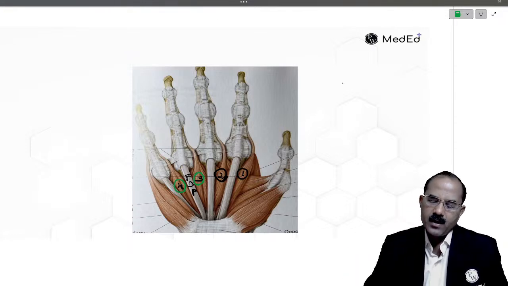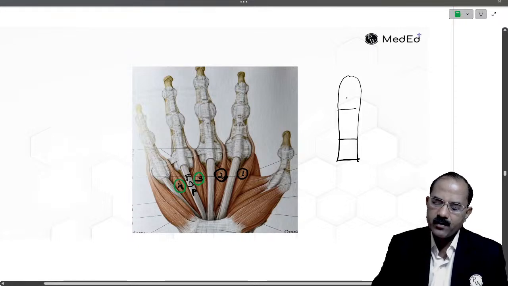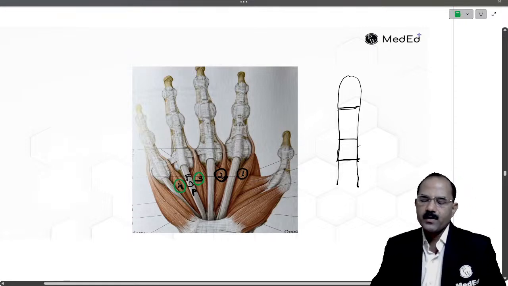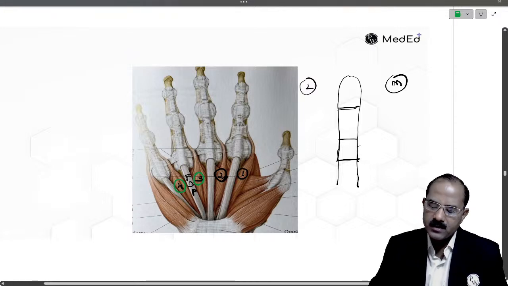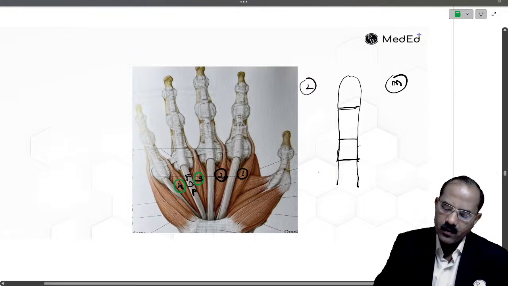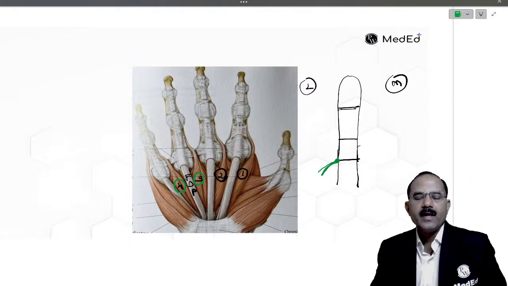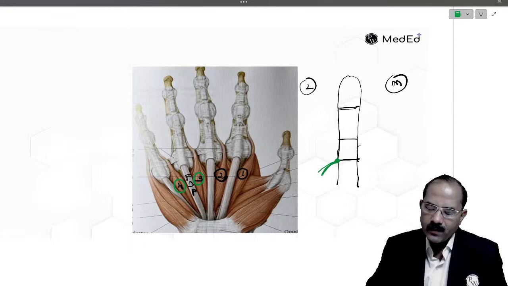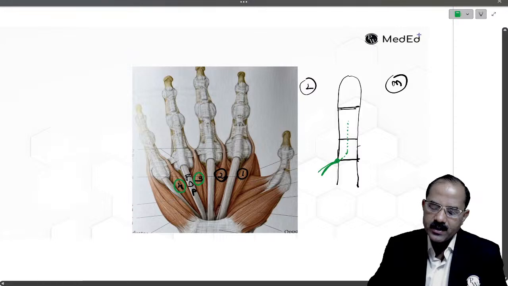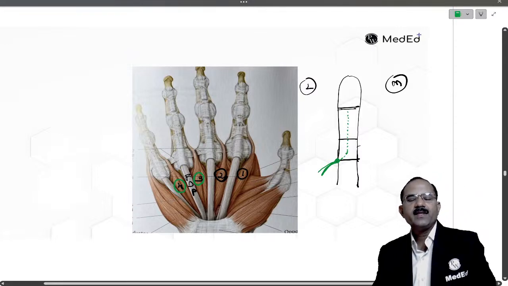Look, I'll just draw this. I'll draw one finger for you. This is the proximal phalanx, that's the middle phalanx, and that's the distal phalanx. If this is lateral and this is medial aspect, where is the attachment of lumbricals? It's inserted on the base of the proximal phalanx of the fingers, lateral aspect, and now it goes to the dorsal aspect and it is inserted on the base of distal phalanx of the fingers. Base of distal phalanx. Did you understand?